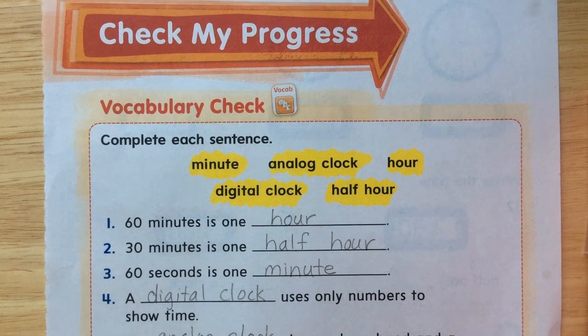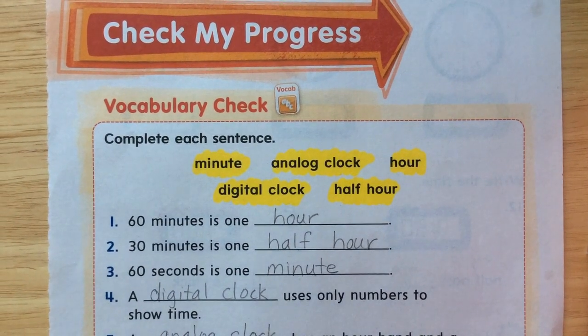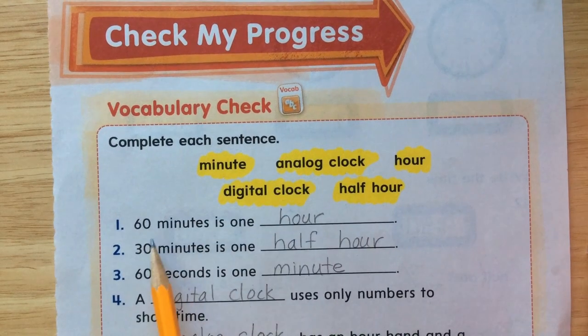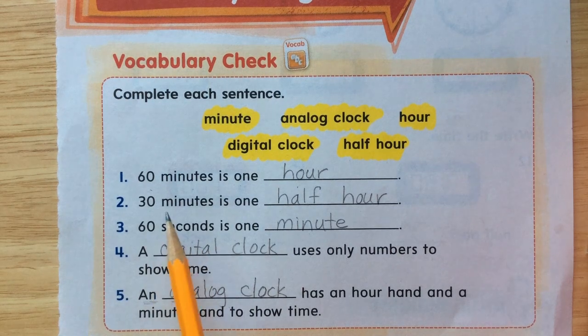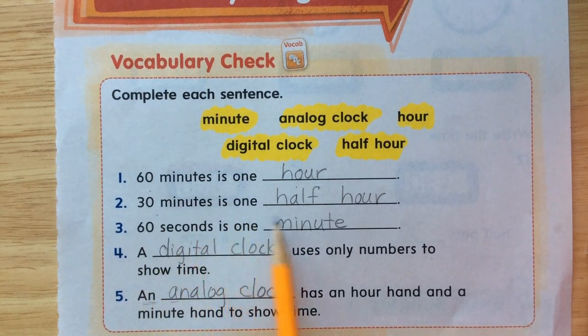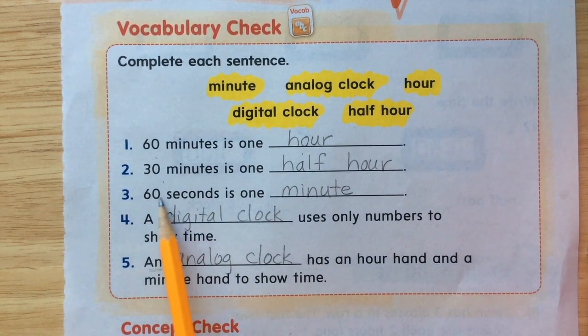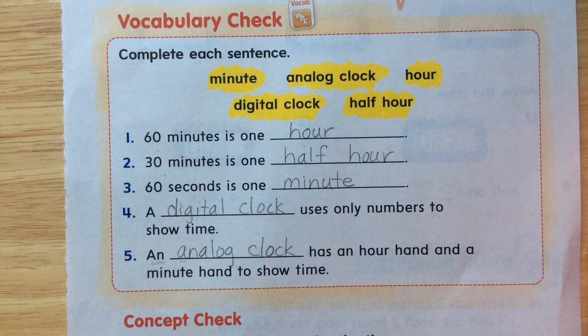Let's start math by reviewing the work you did yesterday. So these are the answers you should have. For number 1, 60 minutes is 1 hour. Number 2, 30 minutes is 1/2 hour. Number 3, 60 seconds is 1 minute. Number 4, a digital clock uses only numbers to show time.